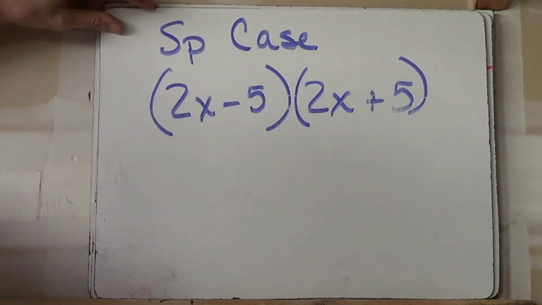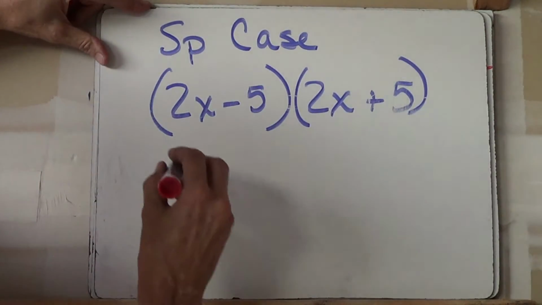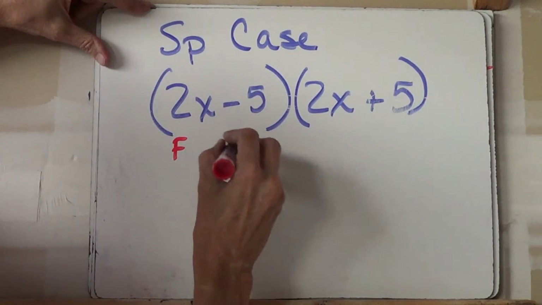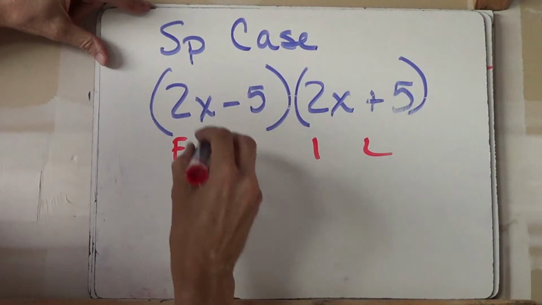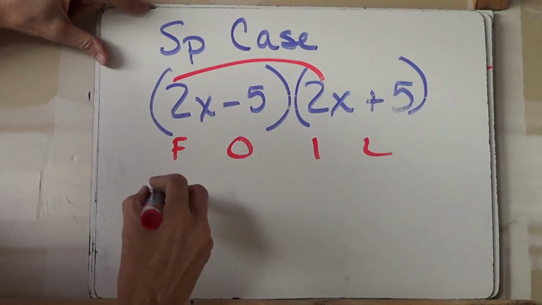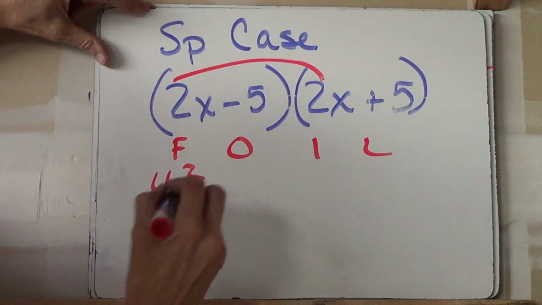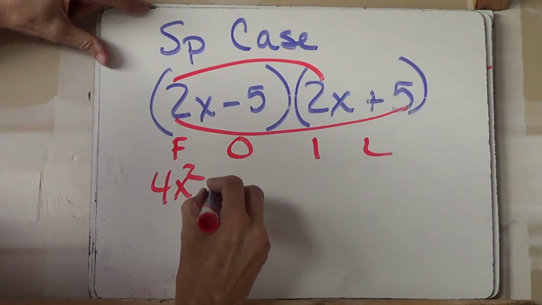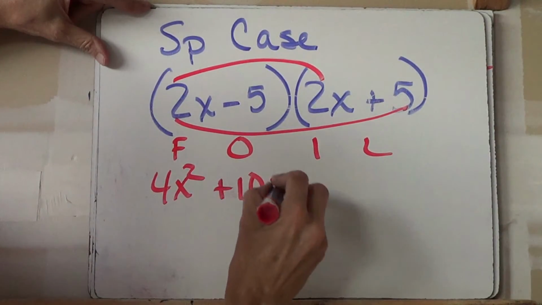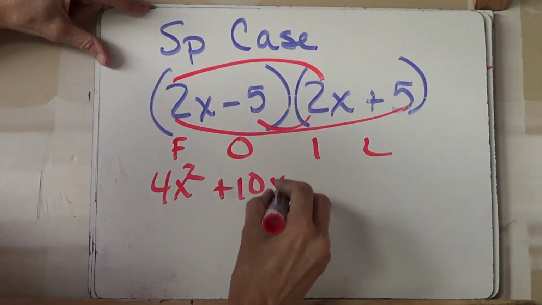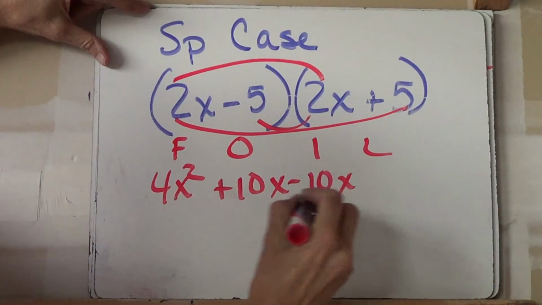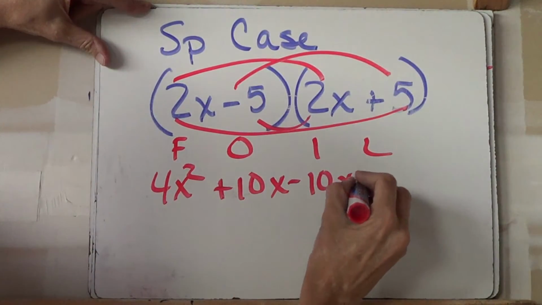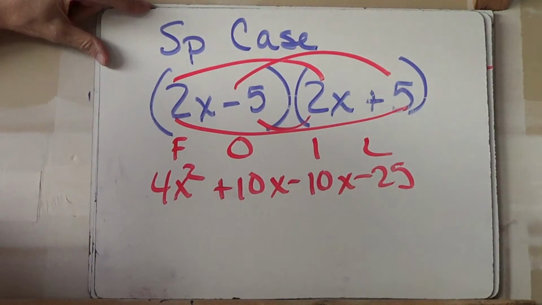Last one is a special case scenario. Let's FOIL this one. First, outside, inside, last. First would be 2x times 2x. That's 4x squared. Outside would be a plus 10x. Inside happens to be a minus 10x. And last is a negative 25. Do you notice how those two cancel?